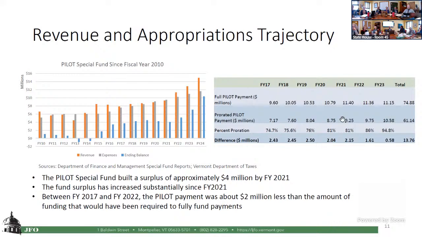The table on the right just shows the difference between the full pilot payment and prorated pilot payments, showing that over time, up until fiscal year 23, folks receiving pilot payments on the whole were receiving, before fiscal year 21, above $2 million less than what the calculations would have delivered them through those prorated payments.